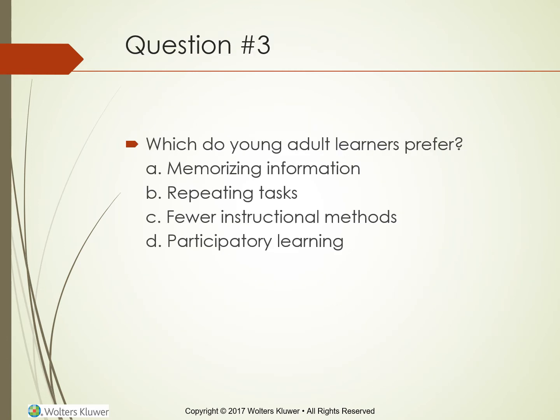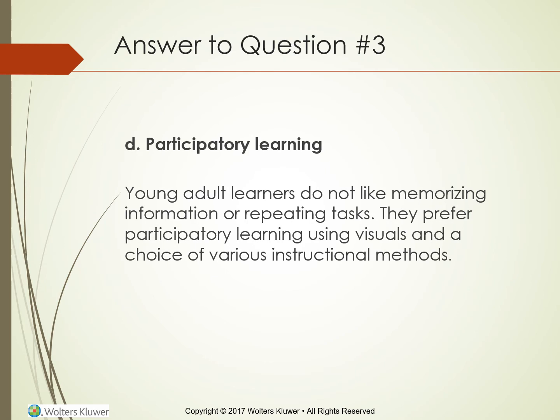Question: which do young adult learners prefer? A, memorizing information, B, repeating tasks, C, fewer instructional methods, or D, participatory learning? The answer is D, participatory learning. Young adult learners do not like memorizing information or repeating tasks. They prefer participatory learning using visuals and a choice of various instructional methods.